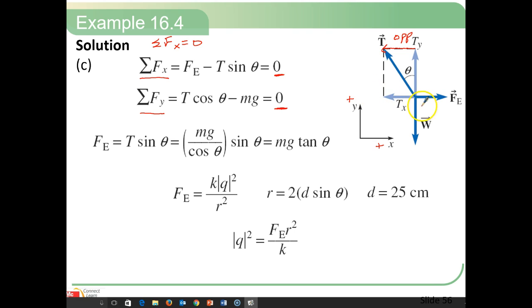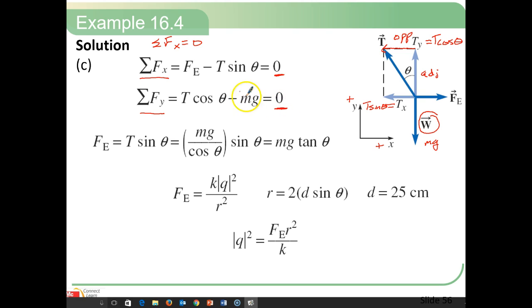For looking at everything in the y direction, our weight is going down. Remember, weight is really mg. That makes the calculations a lot easier if we use mg. So going up is Ty, but we can't use Ty. We've got to figure out what Ty is equal to. Ty is this side of the triangle, so this is the adjacent side. So this is going to be T times the cosine of the angle, and we said that this one was equal to T times the sine of the angle. All right, so we've got T cosine of the angle minus mg is equal to 0.